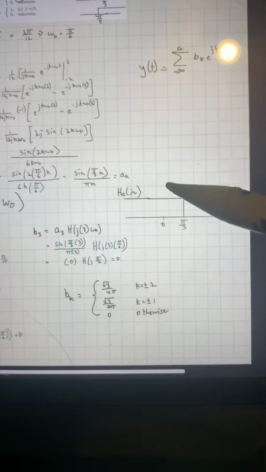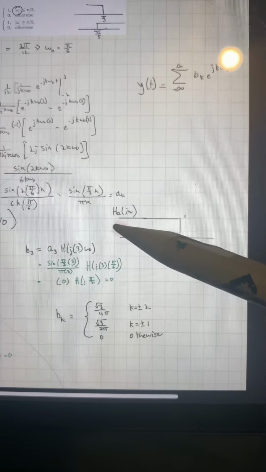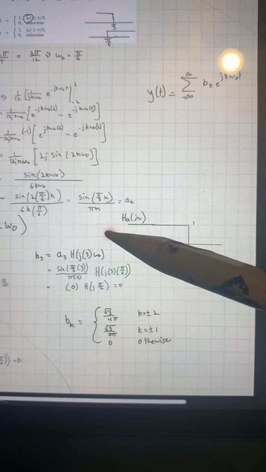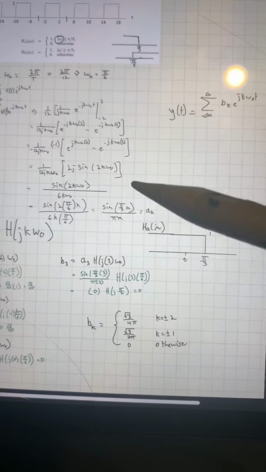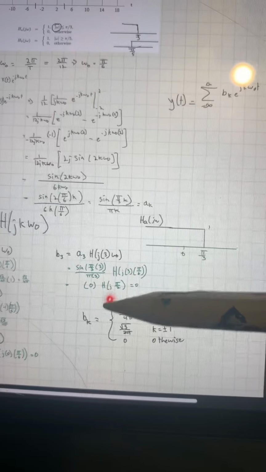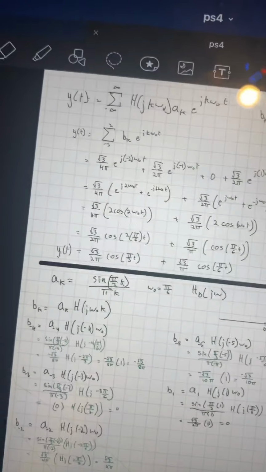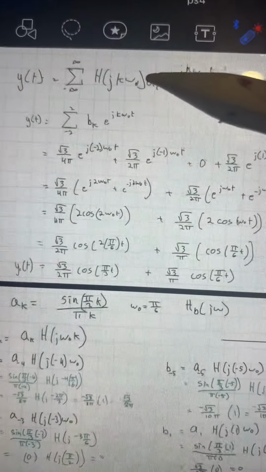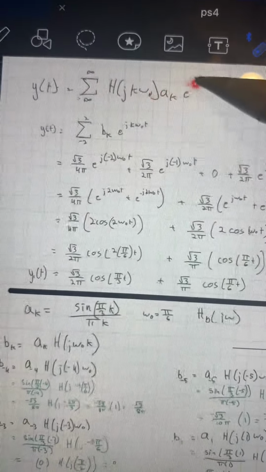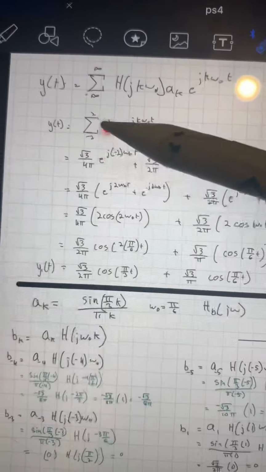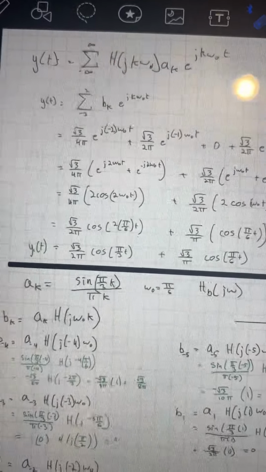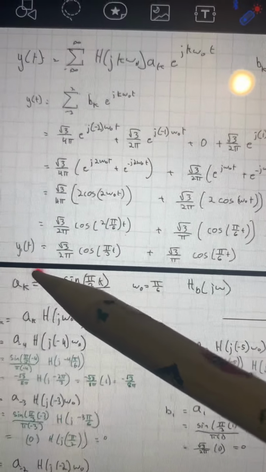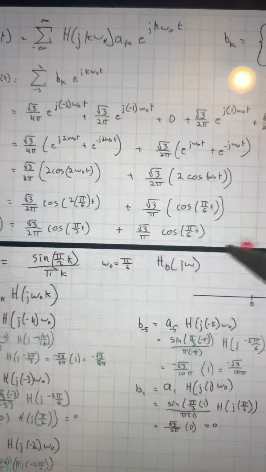As we know, since we plug it in, we're going to have this going from pi over 3 all the way to negative infinity. We're then going to solve for our coefficients and get our b sub k. From then on, we could then solve for our y sub t by solving for the sum of our b sub k's from negative infinity to positive infinity, which will then give us our y sub t, which is this equation right here.